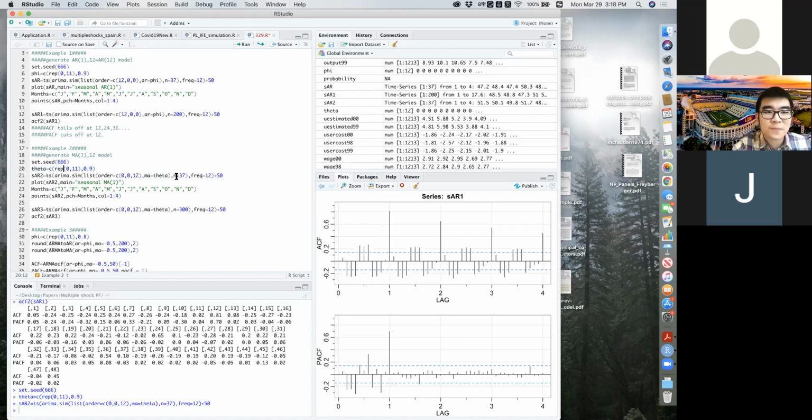Again, we generate this time series of 37 years, and the frequency we choose is 12. This is usually monthly data, and if you have quarterly data, it is usually 4. So we generate this MA112 time series, and let's plot it.